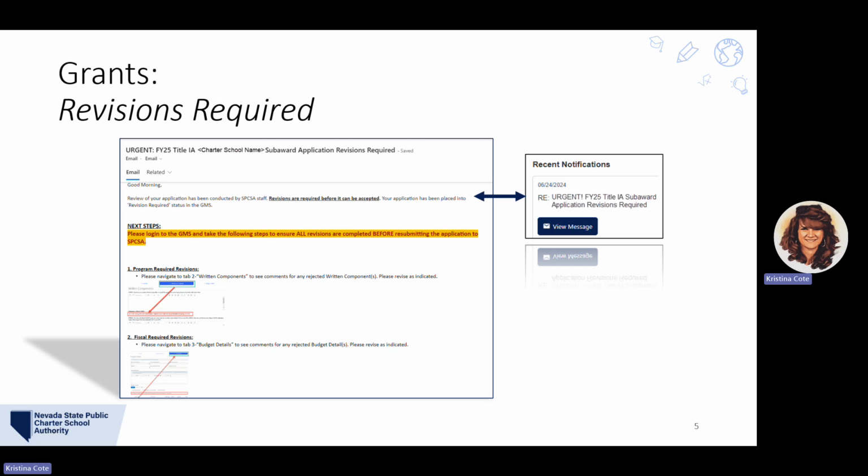If program-related components, meaning, for example, the written components in tab 2, require corrections, the email will specify. If fiscal-related components have been rejected, then the user will be directed to the budget details, tab 3 of the grant application. All GMS communications sent from the SPCSA and the charter holder are attached to the applicable application for audit purposes so that they can be reviewed by GMS users who have the proper permissions. Revisions to the application must be resubmitted within 3 business days unless otherwise specified in the communication.